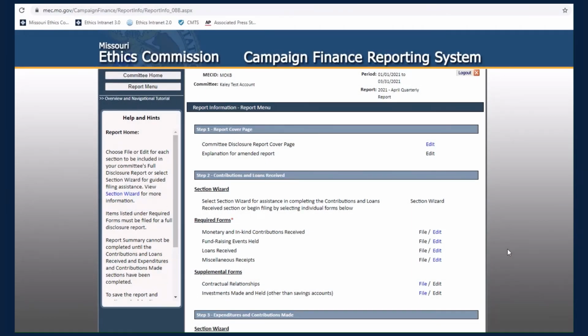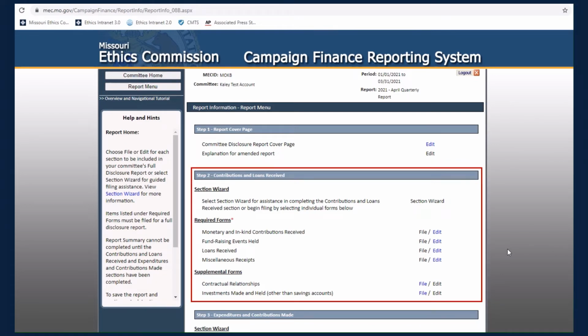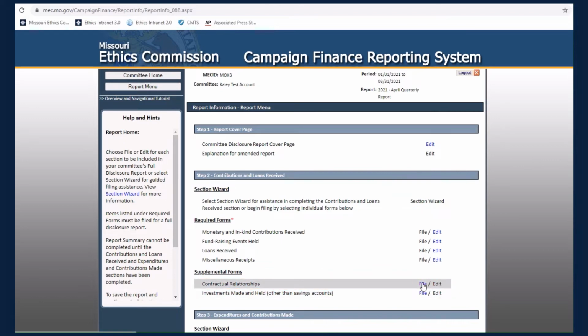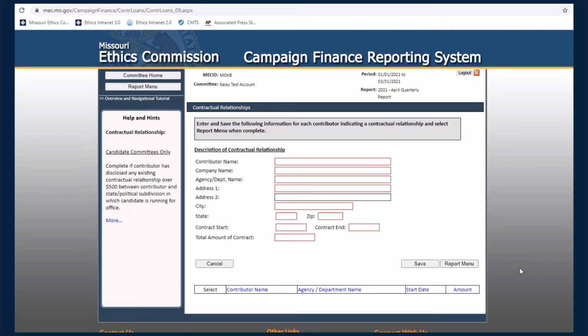Upon logging into the Campaign Finance electronic filing system, you will be taken to the Report menu. Step 2 on the Report menu is where you will enter any contributions and loans received by your committee during the reporting period. The Contractual Relationships section is a supplemental form that must only be filled by candidate committees under certain conditions. This form supplements the Contributions Received section when a contributor discloses an existing contractual relationship over $500 between themselves and the state or political subdivision in which the candidate is seeking office.